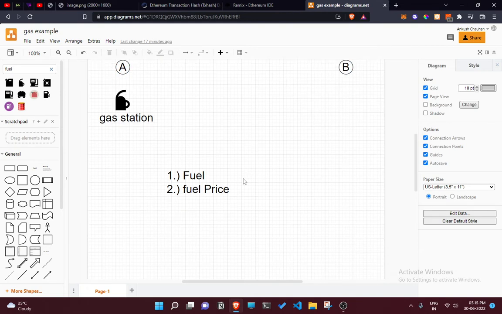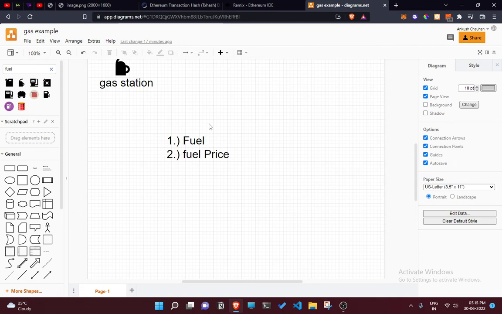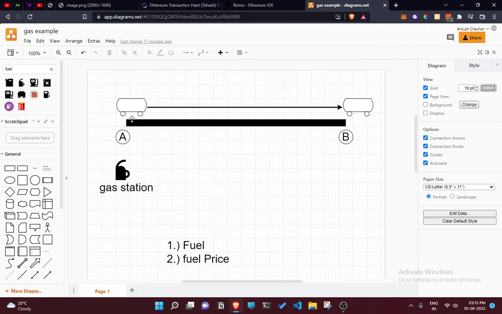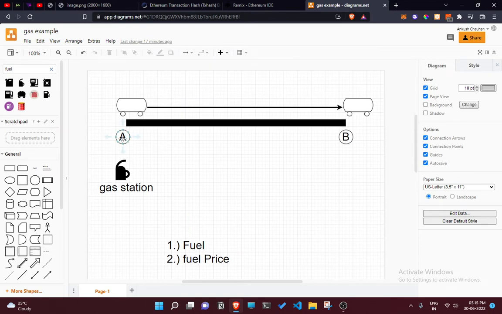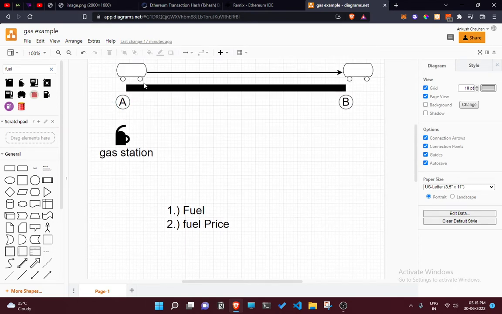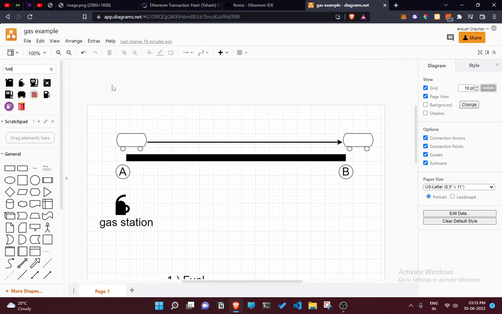As for now, you have these two most important things. If you want to go from point A to point B, you need to have fuel, and you also need to understand what the fuel price is at that point of time. So let's say I have my car which has enough fuel to go from point A to point B, it can easily complete the transaction, or easily go from point A to point B.